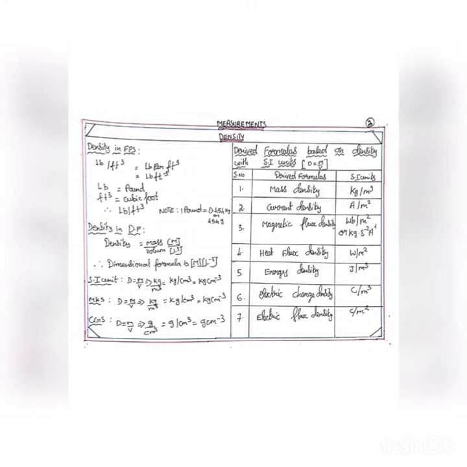Now let us discuss derived formulas based on density with their SI units. Number 1, mass density, SI unit kg per meter cube. Number 2, current density, ampere per meter square. Number 3, magnetic flux density, weber per meter square. Number 4, heat flux density, watt per meter square. Number 5, energy density, joule per meter cube. Number 6, electric charge density, coulomb per meter cube. Number 7, electric flux density, coulomb per meter square.